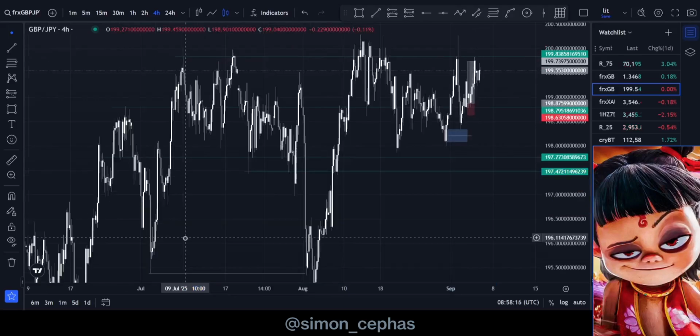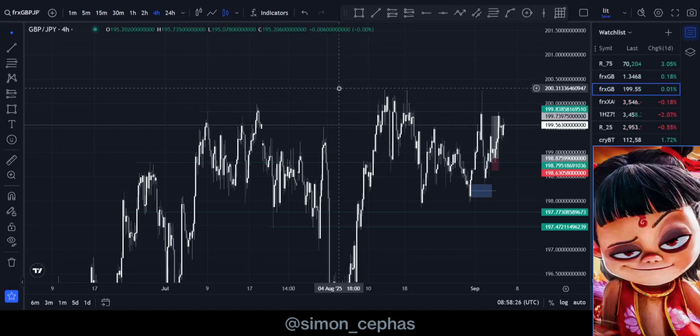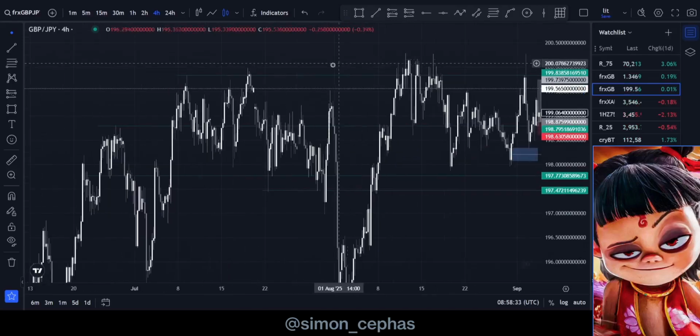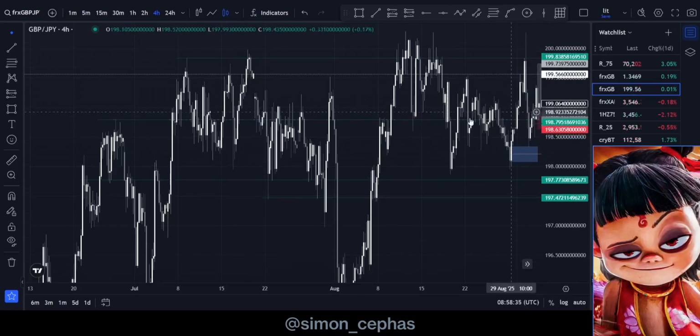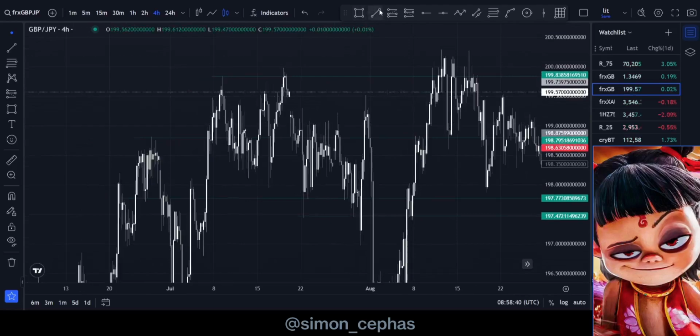So this is a sweep and then it broke this structure, which it didn't clearly break. It just broke it with wicks. But then we are still in an uptrend, just that at this level it's consolidating, right? So this is how I trade, and I believe this is how most people trade. So you pick out your initial resistance level, which is this.